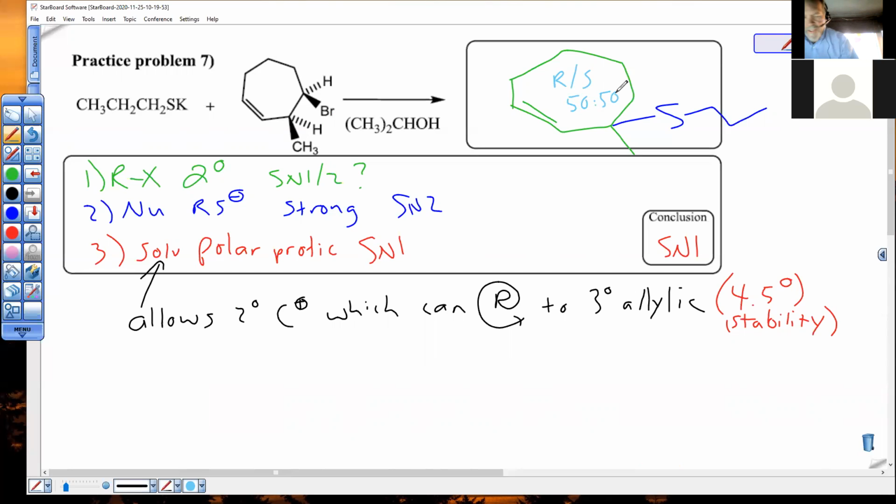And that will be our stepping point for our next segment, and we're going to talk about elimination. Elimination has two types, E2, much more common than E1 for reasons which we will discuss. And I will see you to do that discussion very soon.